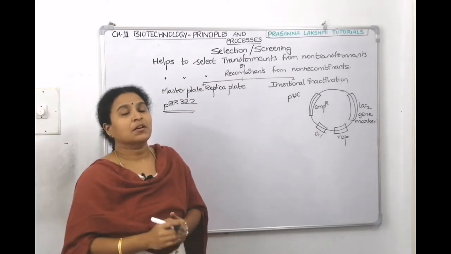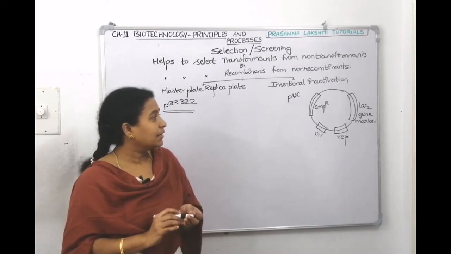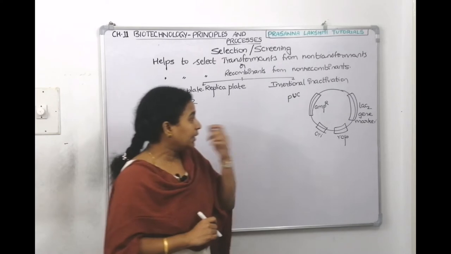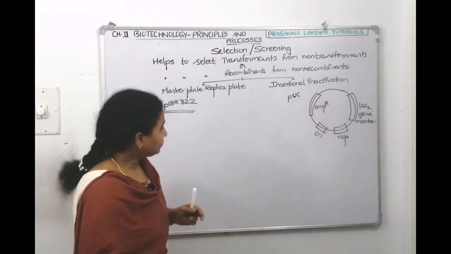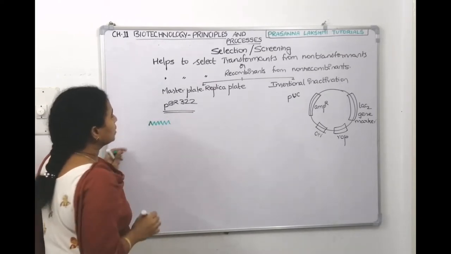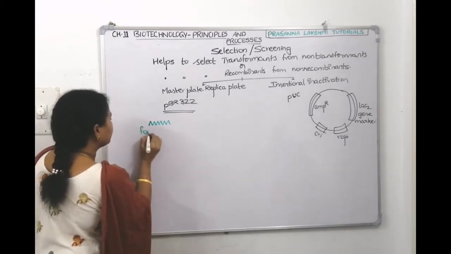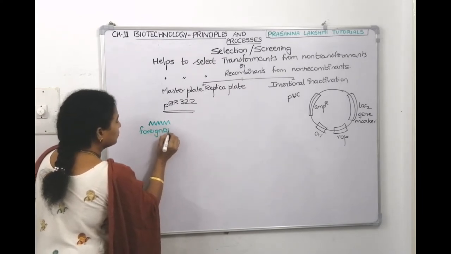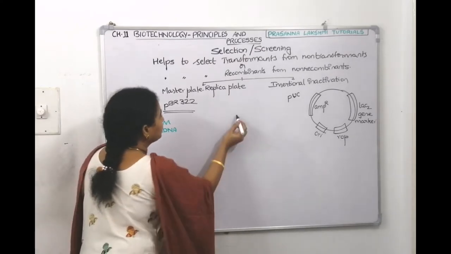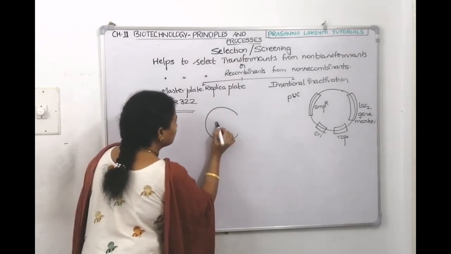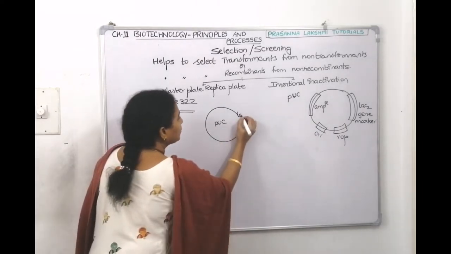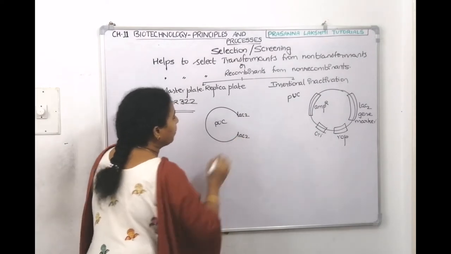Now, in PUC vector, where are we supposed to insert our desired DNA? We will insert our desired DNA at LAGZ gene. This is your desired DNA. What is this? Foreign DNA. Open the PUC vector by restriction digestion. Means the LAGZ gene is opened like this.